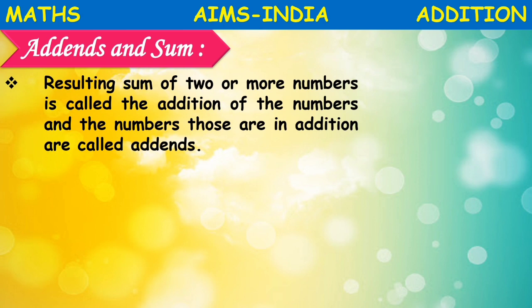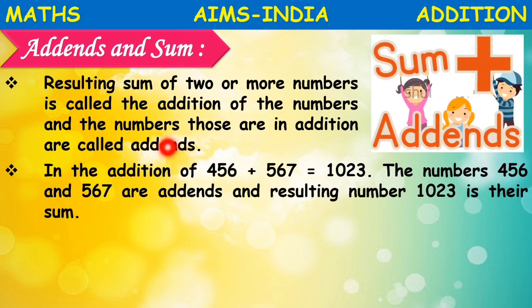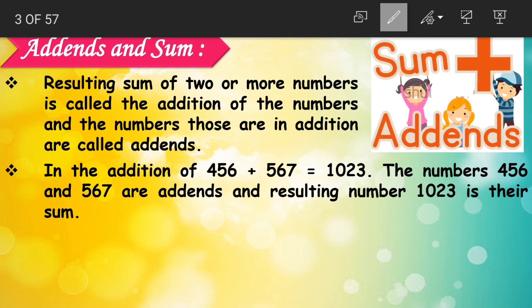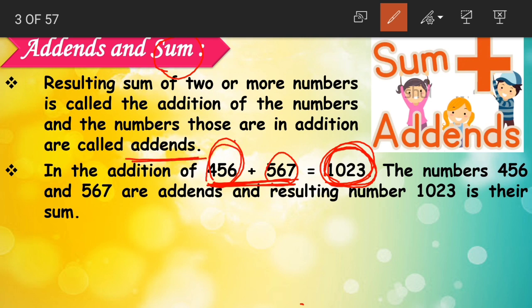Addends and sum. The resulting sum of two or more numbers is called the addition of numbers, and the numbers that are in addition are called addends. Okay children, this is not anything difficult. What they are saying here is, when we add two numbers, the result is called the sum. What is it called, children? Sum. Sum means nothing but the addition of two or more numbers, and these numbers which we have used become the addends. When we add two or more addends, the result is called the sum.